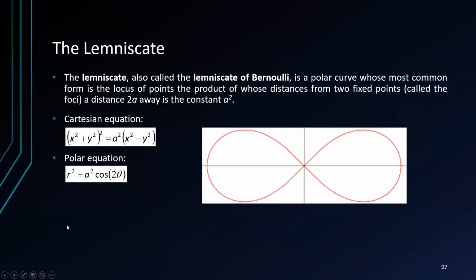Next, the lemniscate. Yan, infinity. The lemniscate, also called the lemniscate of Bernoulli, is a polar curve whose most common form is the locus of a point, the product of whose distances from two fixed points called the foci is the constant a squared. Cartesian equation x squared plus y squared squared is equal to a squared times x squared minus y squared, or r squared is equal to a squared cosine of 2 theta. Yeah, lemniscate.